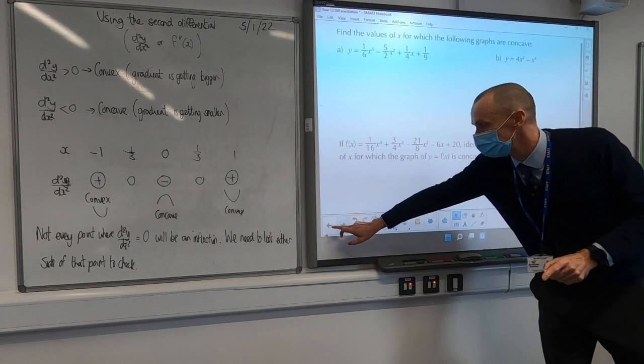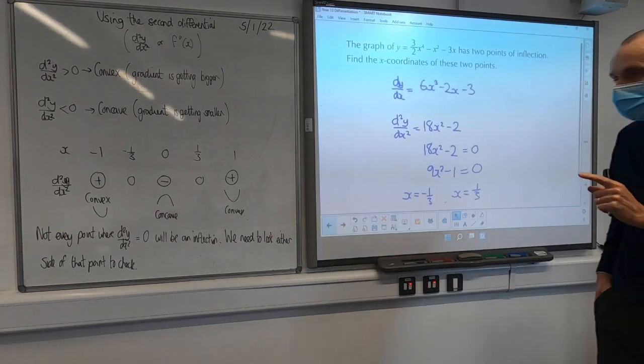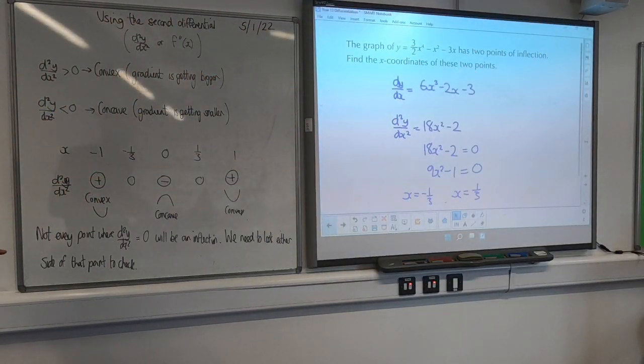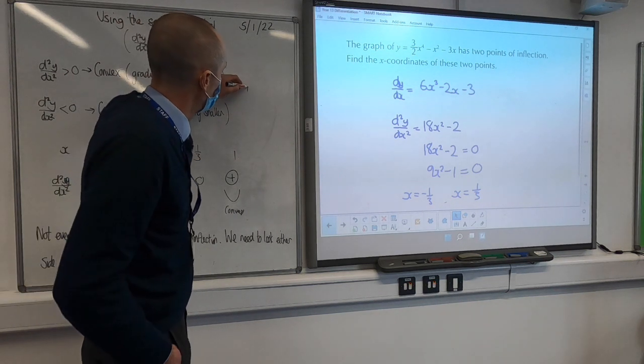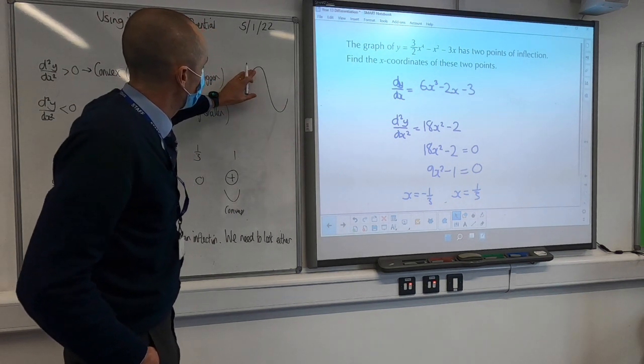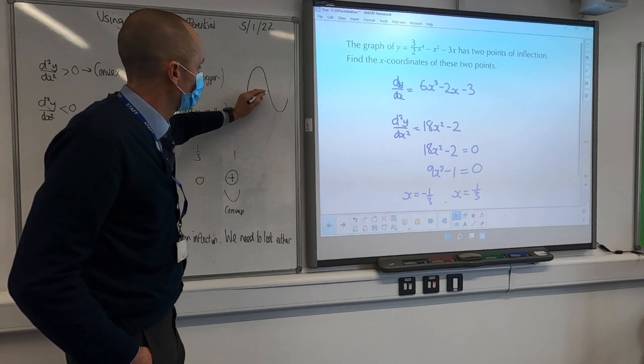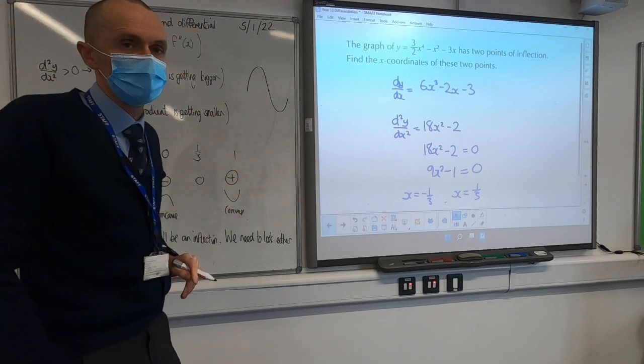Can you explain that again? Yes. There you go. So the points of inflection are the points where the curve changes from convex to concave. So in the first example, this is concave, this is convex, this is the point where it stops being one and starts being the other.